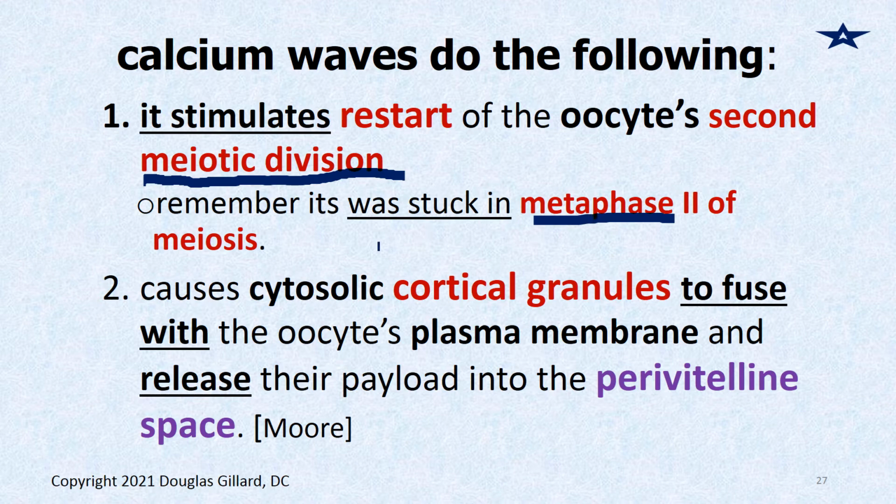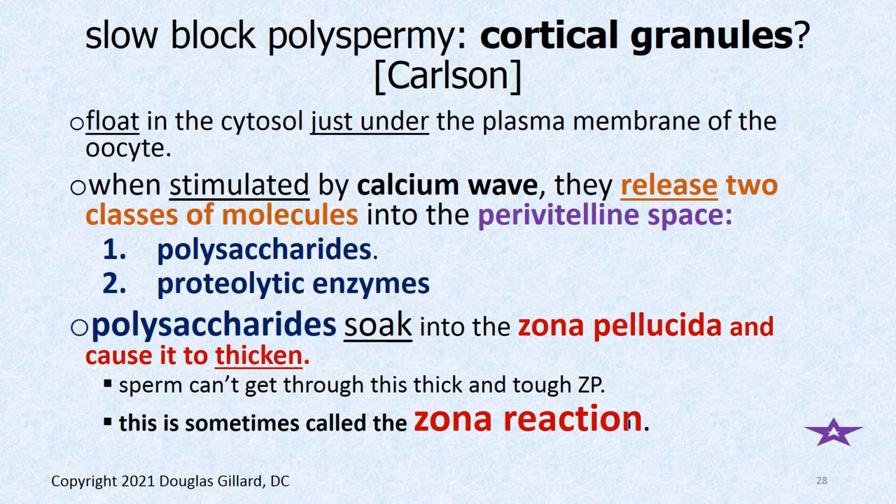And in addition to that, it causes these cortical granules that are floating around in the cytosol of the oocyte to bind to the plasma membrane and release their payload, release their bombs, if you want to stay with that analogy, into that perivitelline space. And we should talk about these cortical granules a little bit.